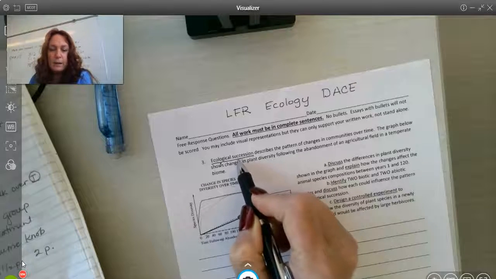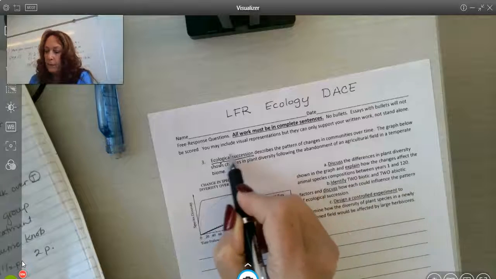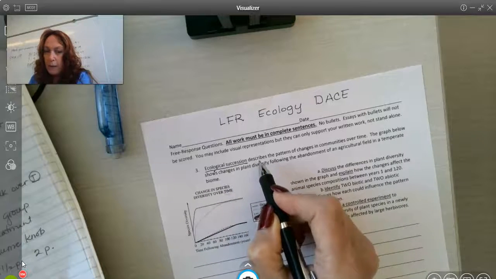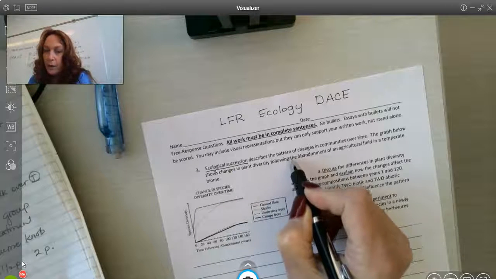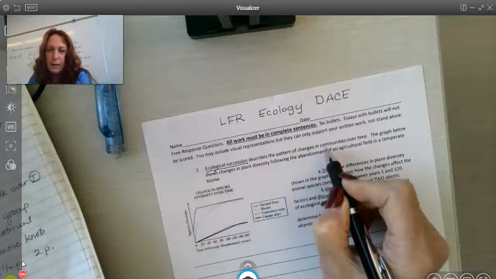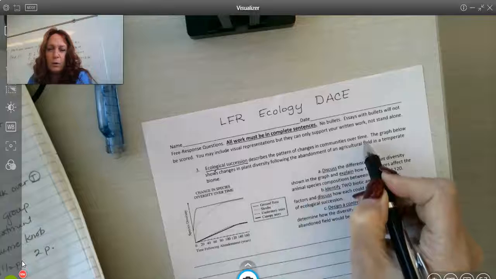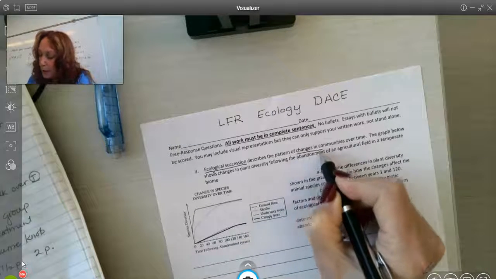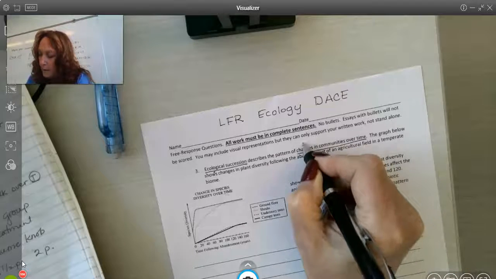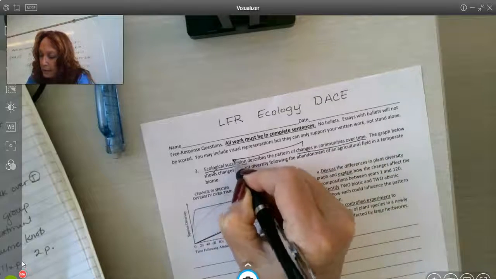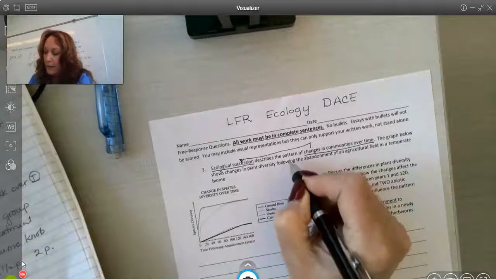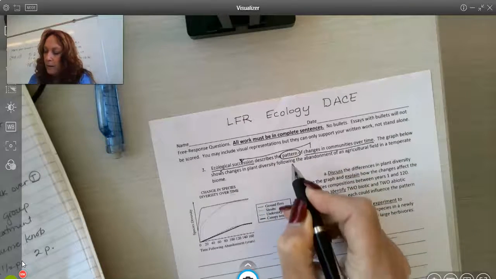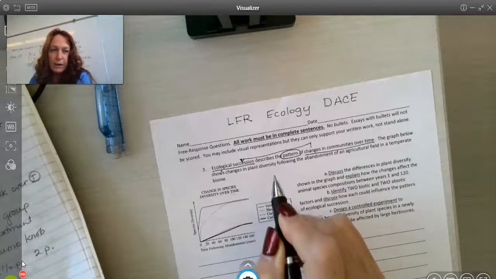So that's what they're talking about, this process of having different plants come in and colonize an area, and they do this in different order. That's what this is. It describes the pattern of changes in communities over time. So let's think about what they're saying there. The change in communities over time, that is this succession. And when they say pattern, they're talking about what I just said.